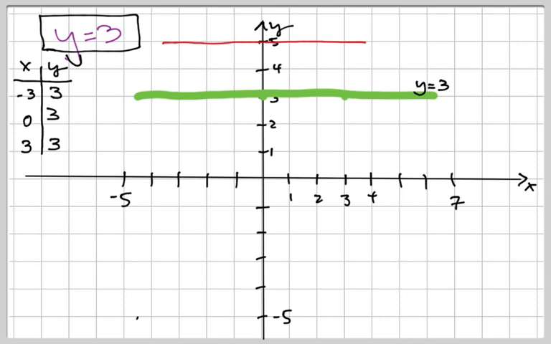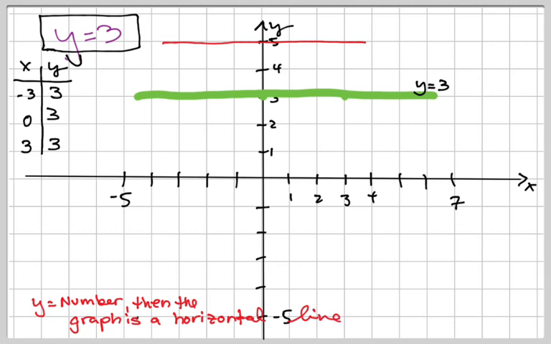Every time it says y equals a number, any kind of number, just a number, then the graph is a horizontal line. So is it vertical if it's x equals? And don't you forget about it. Y equals a number is a horizontal line.